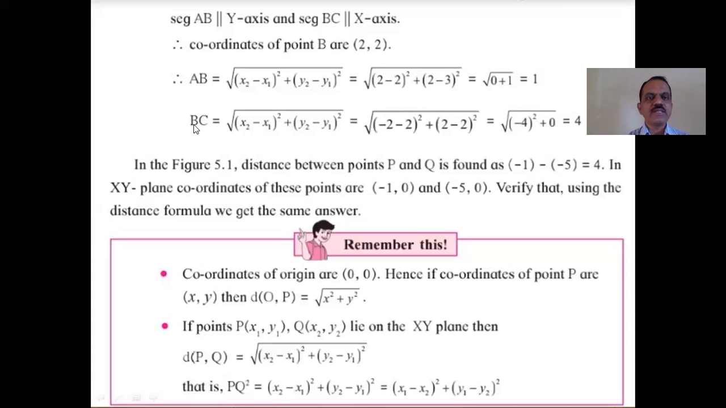Then we find the value of BC. BC is equal to the square root of x2 minus x1 bracket square plus y2 minus y1 bracket square. Substituting the values of the points, we get -4 bracket square plus 0, which is equal to 4. In figure 5.1, the distance between point P and Q is found as -1 minus -5 is equal to 4. In the xy plane, the coordinates of these points are also given. Verify that using the distance formula, we get the same answer.